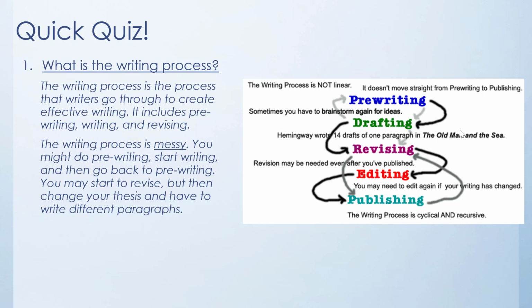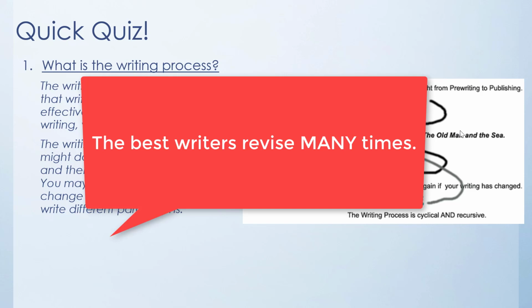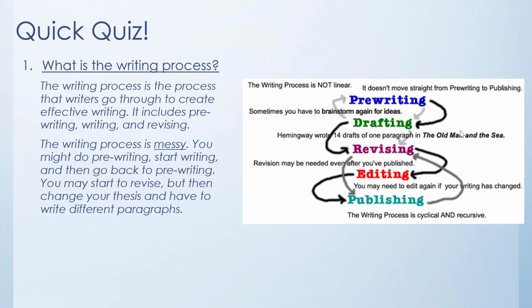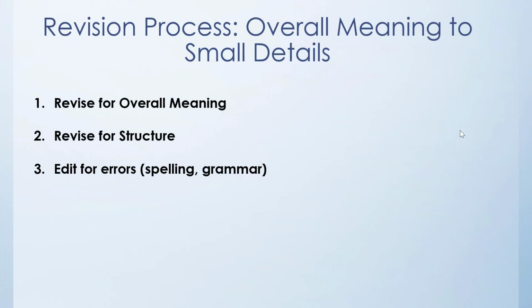Nobody sits down and writes something perfectly the first time. The difference between an okay writer and a really good writer is the really good writer will revise often. So, how do we revise? You want to start by revising for the overall meaning, then for your structure or organization, and then finally, at the end, you will edit for errors like spelling and grammar. It's important to save spelling and grammar for the end because this is the least important.